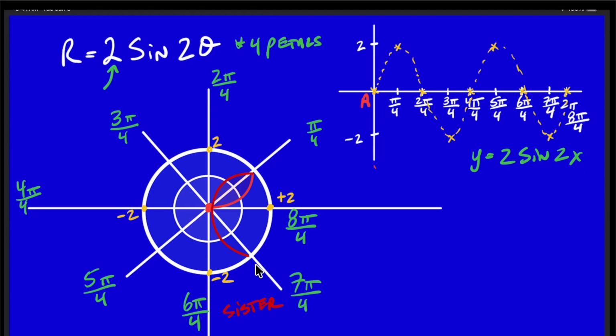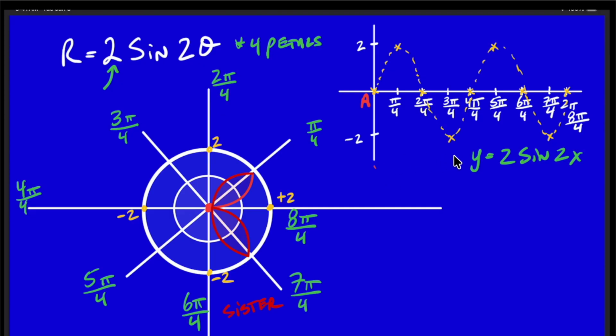Okay. Next, we're moving from 3 pi over 4 to 4 pi over 4. We should be in this section, but because we're in negative territory, we're going to work in the sister section, which is here, and we're going to go from 2 to 0, like so. Now, folks, we know this is symmetric with respect to the y-axis, so we're tempted just to go ahead and draw the other petals in, but let's go ahead and do it appropriately.